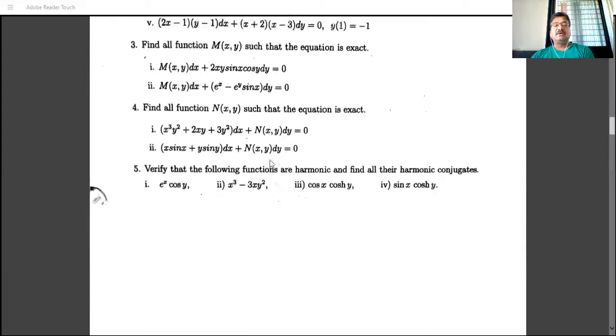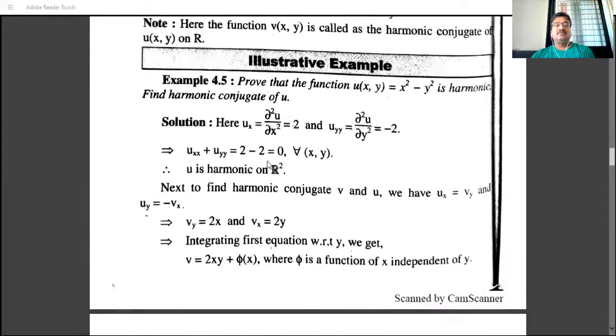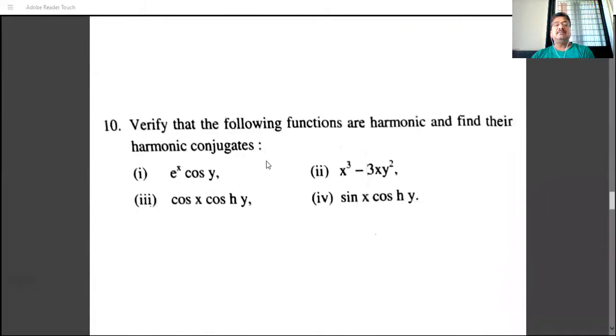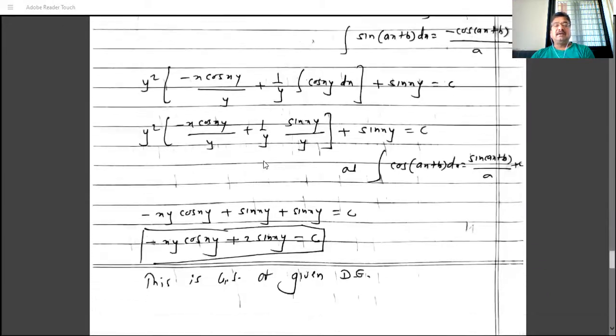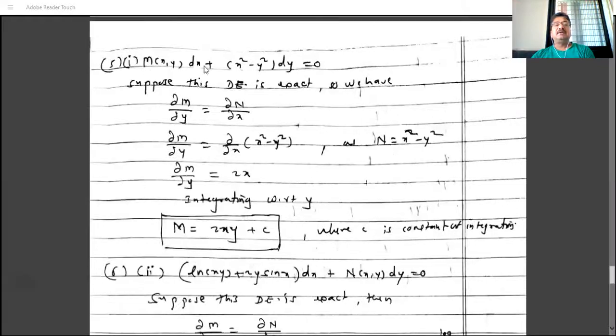So how can we solve these types of problems? The answer of 5-1: assume that the given differential equation is exact. Problem 5-1: M xy dx plus (x square minus y square) dy is equal to 0. And we have to find the value of M such that this equation is an exact differential equation. So we suppose that this differential equation is exact.